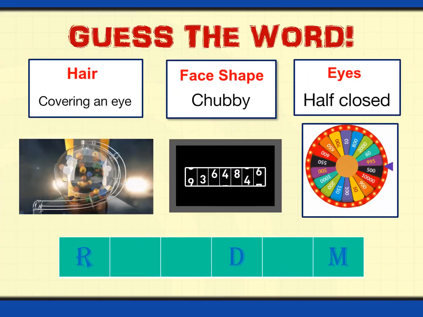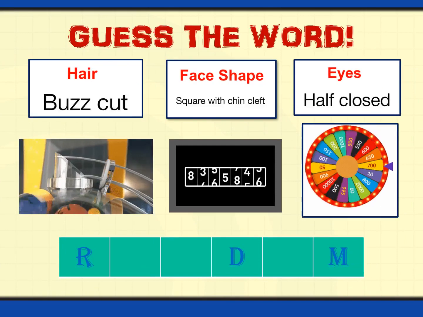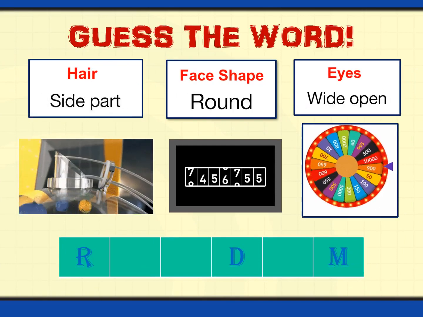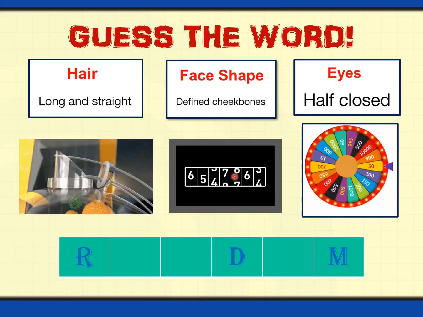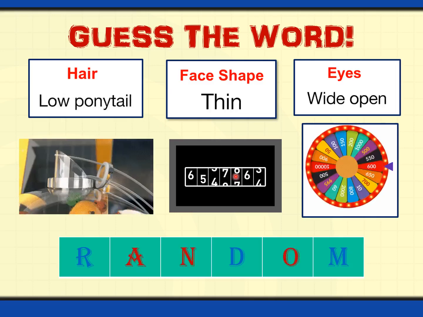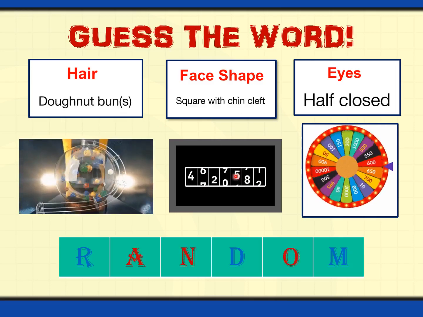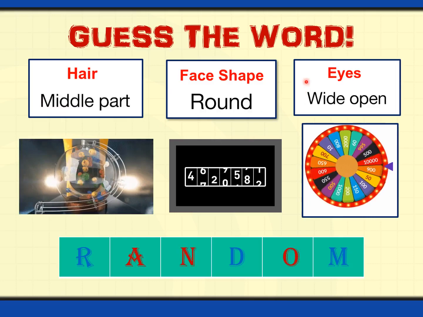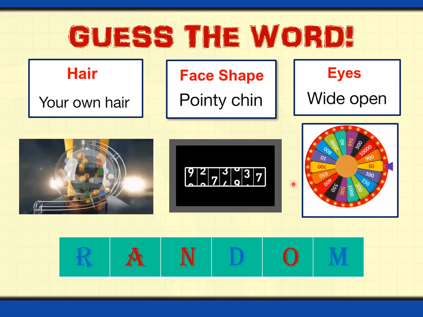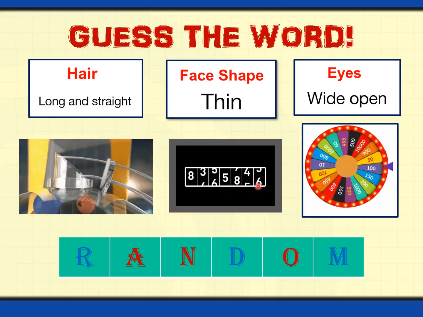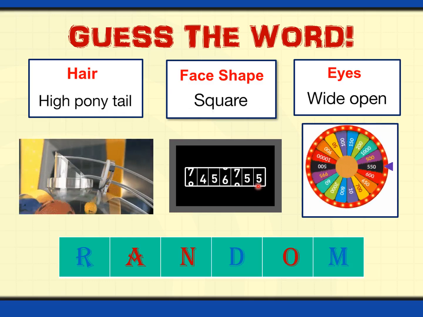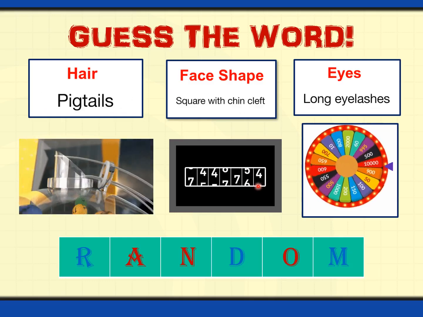I have here a 6-letter word wherein 3 letters are missing. Using the clues above, what do you think is the word? Okay, so the word is random. So when we select or choose something by chance, we say that it is randomly selected. Meaning, there is no rule or pattern on how you're going to select it, just random selection.